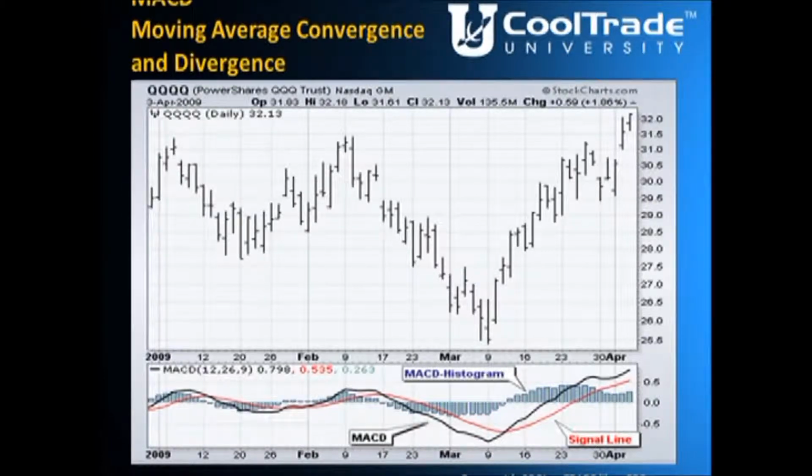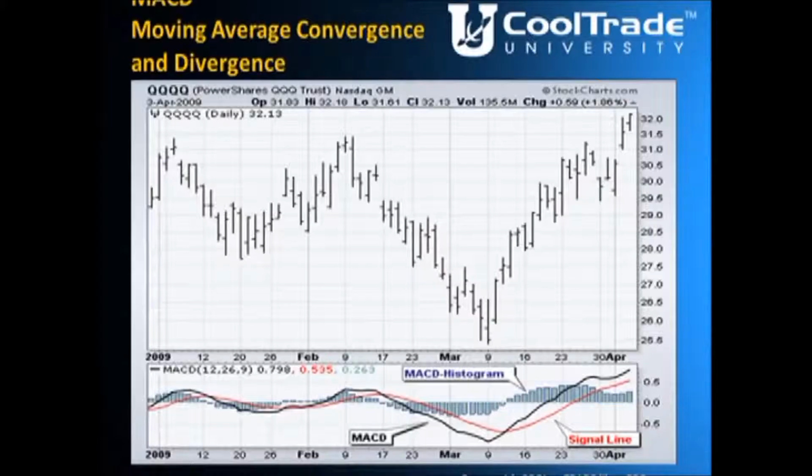The histogram is positive when the MACD line is above its signal line and negative when the MACD line is below its signal line. The values of 12, 26, and 9 are the typical settings used with the MACD. However, other values can be substituted depending on your trading style and goals.